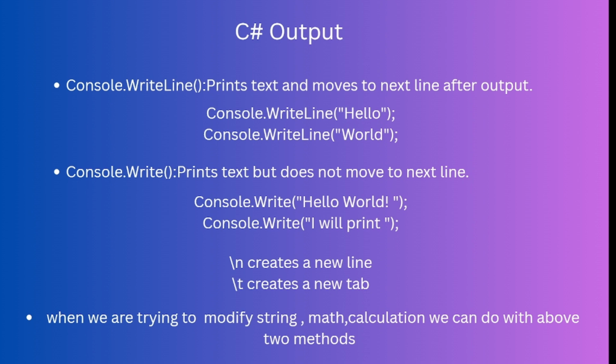The second point is Console.Write, which prints the text but doesn't move to the next line. Here with Console.Write we have Hello World and with Console.Write we have I will print. The output is Hello World I will print in the same line. So slash n creates a new line, slash t creates a new tab. When we are trying to modify the string or do math calculations, we can do it with the above two methods.